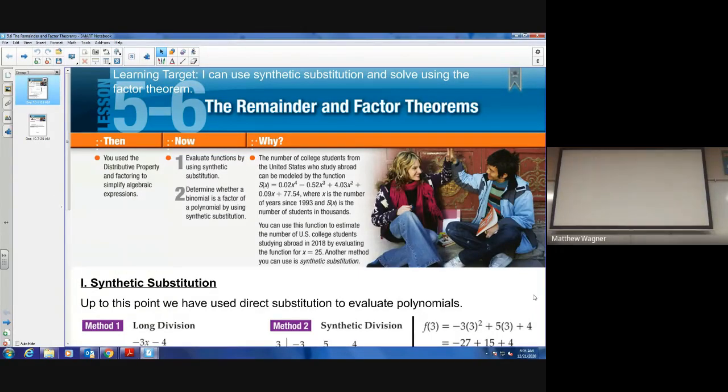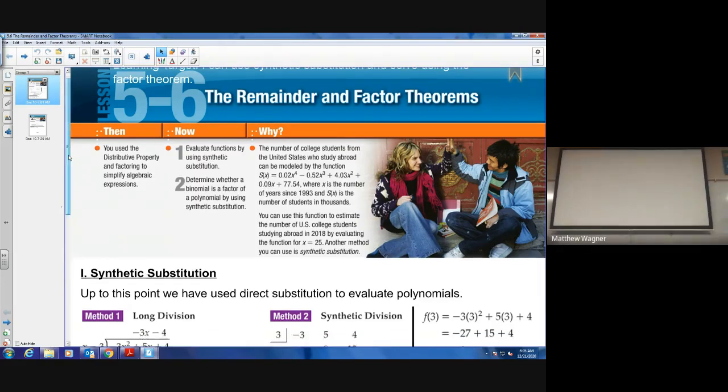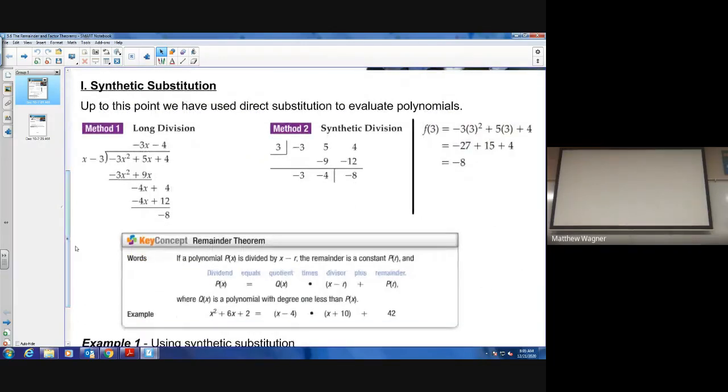All right, you guys, today we're looking at 5-6 for the remainder and factor theorems. Honestly, 5-6 is probably one of my favorite days as far as things go, because we start getting away from the more challenging factoring. We actually get to use synthetic division to help jumpstart our process, which tends to make things a little bit easier, all right? So that's some good news there.